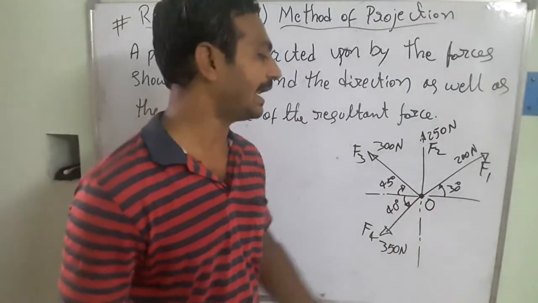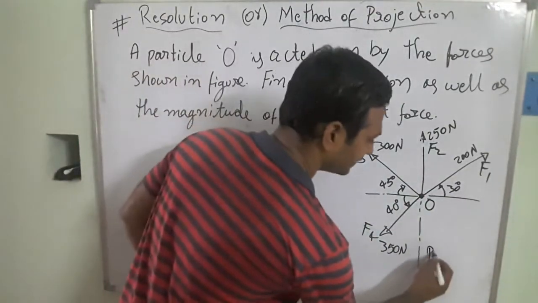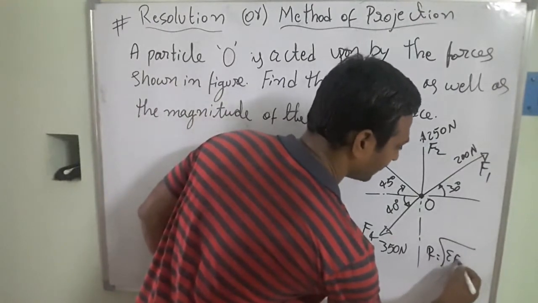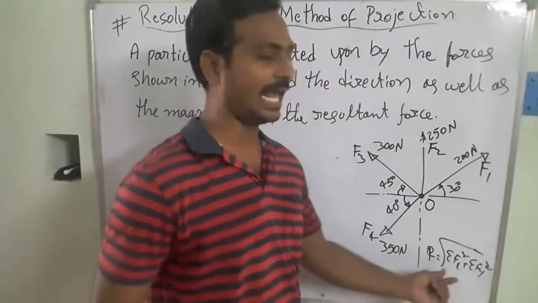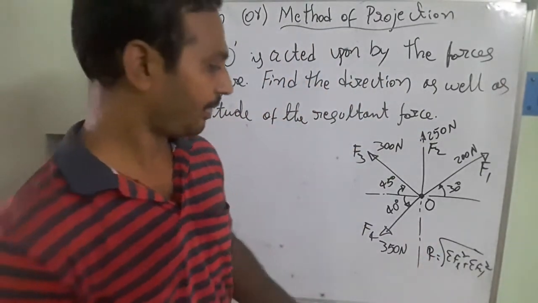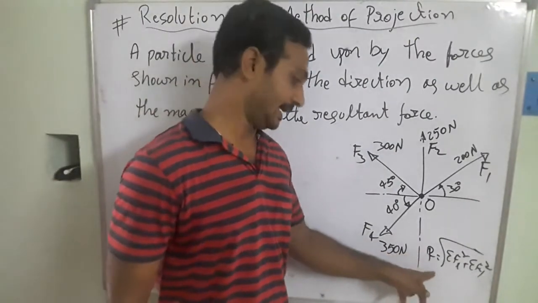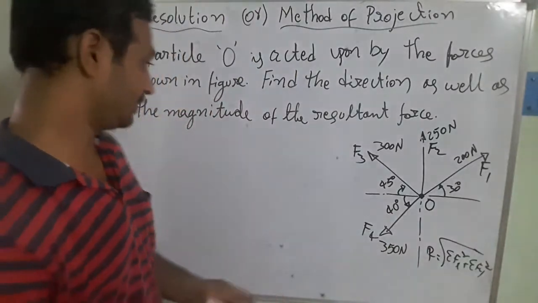So then how could you calculate the resultant component? We have a standard formula: R is equal to the square root of sigma Fx square plus sigma Fy square. Once we calculate the forces in the horizontal direction and the forces in the vertical direction, then we can calculate the resultant component. And similarly, the inclination also we can calculate. So how are we going to solve this one?